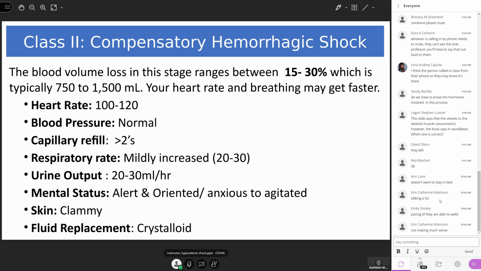So a change in behavior. Okay, so maybe a change in behavior. I mention this because I think it's really important to know that signs and symptoms of shock, or anything that's going on with your patient, can be very subtle.